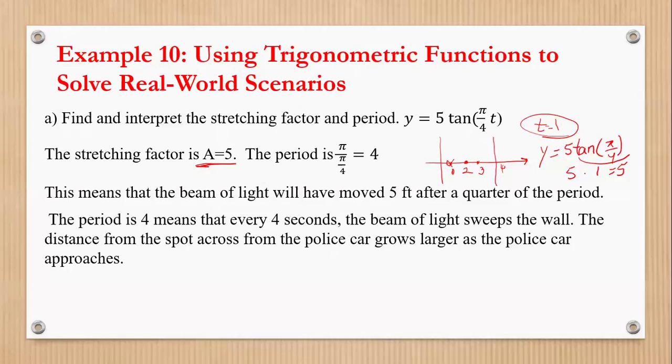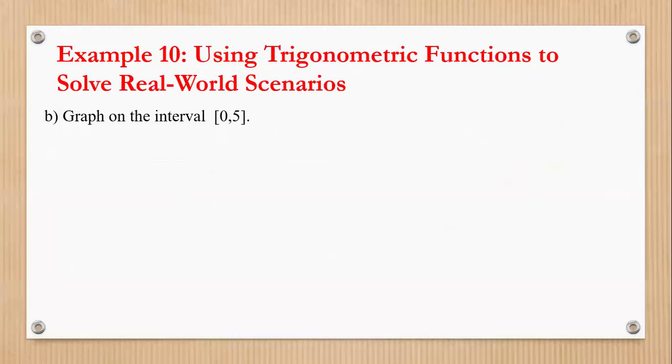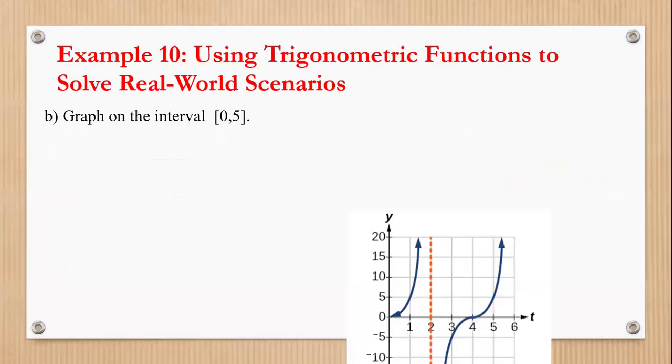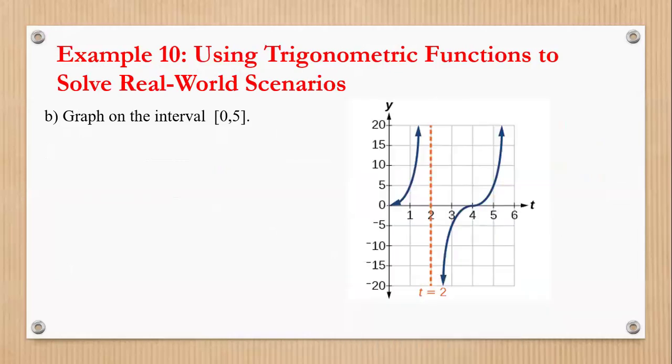Now, part B says graph this function on the interval of 0 to 5. So that's a tangent function, and we can graph it like this from 0 to 5. You can just plot points and find the answer, because we have no phase shift. Sorry, we said the period is 4, but this wants us to graph it over the interval of 0 to 5.